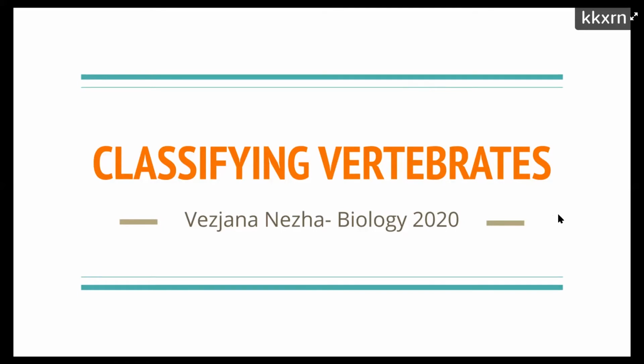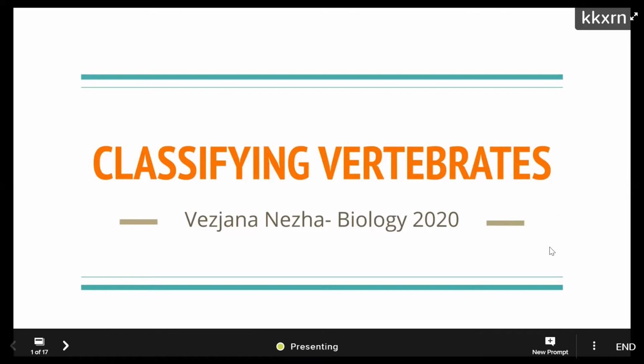What is the different name given to the flowering plants? Angiosperms. Or it means? Covered seeds, or enclosed seeds. Yeah, very good. These were the four groups of plants. Okay, now, today we're going to classify vertebrates.